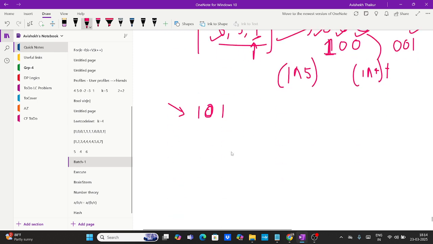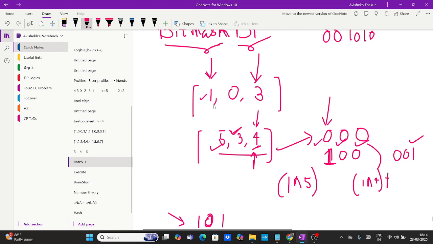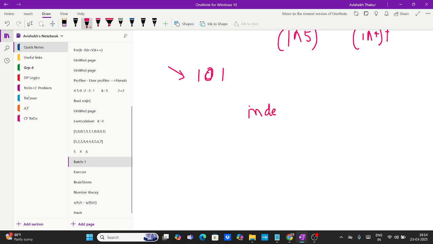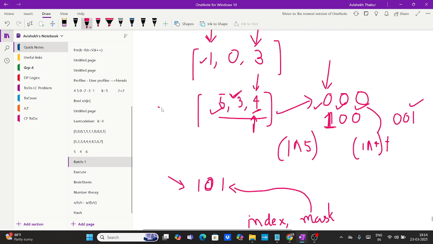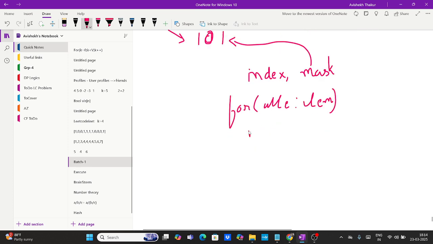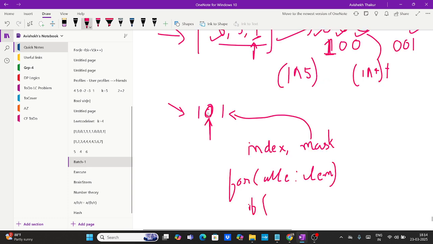So what we will try to do is, for each of the numbers, we will try to find all the possibilities. Let's say I am at index, and there is some mask. Now what is mask? Mask is this only. And what I will do, out of all the elements given, for all elements, first I need to check whether the bit is set or not. How to check whether a bit is set or not?